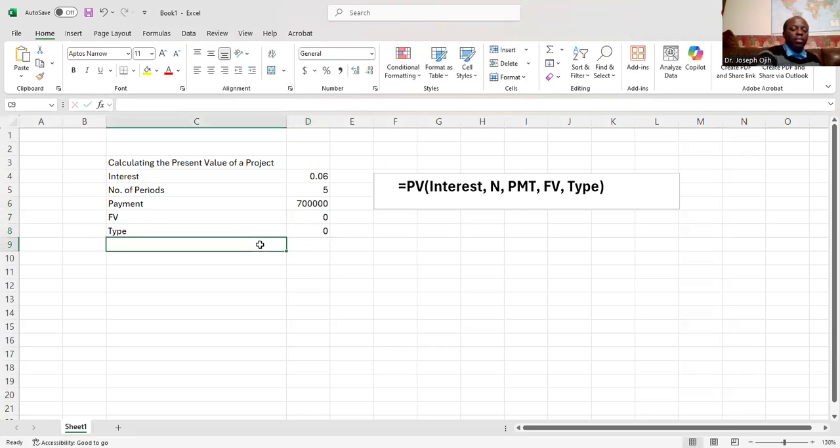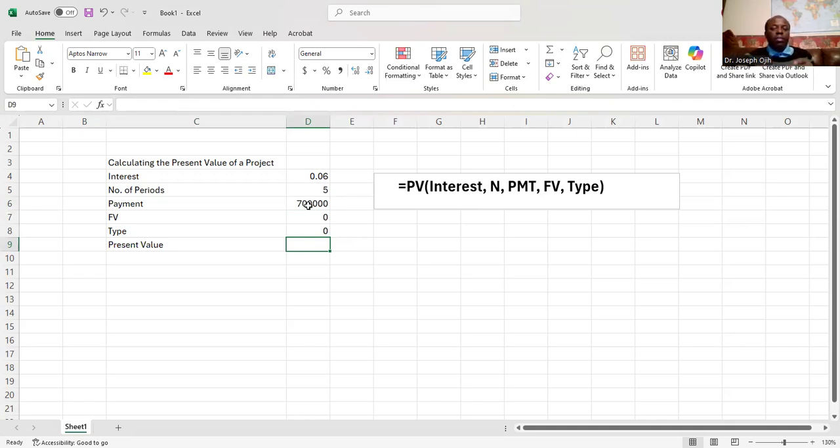Now let us find the present value of this project. Now it's time for you to apply this formula. Put equals. When doing present value equations, we need the negatives. We have to show the direction of the cash flow. For example, cash flow leaving your pocket, we use negative to represent that. Cash flow entering your pocket is positive.